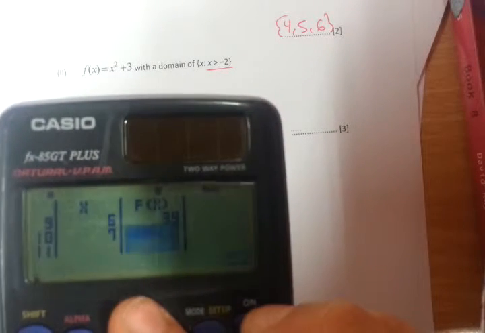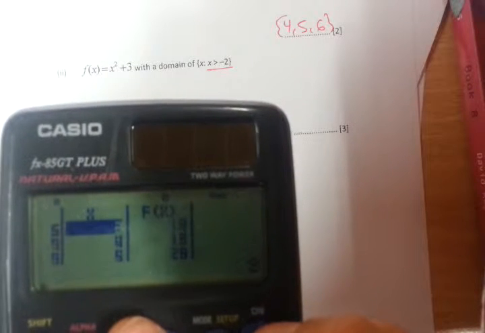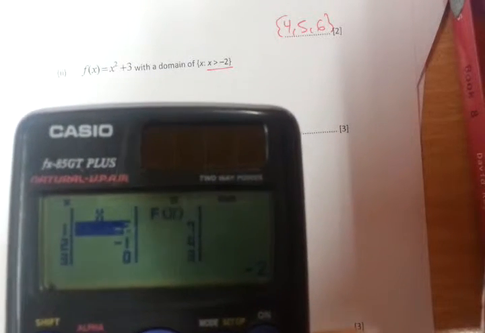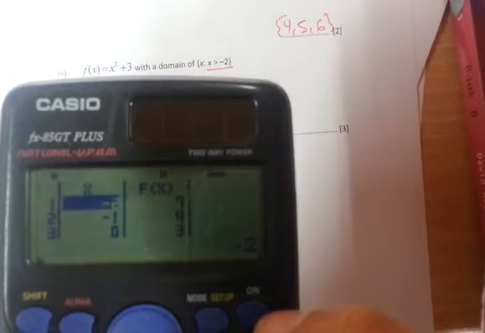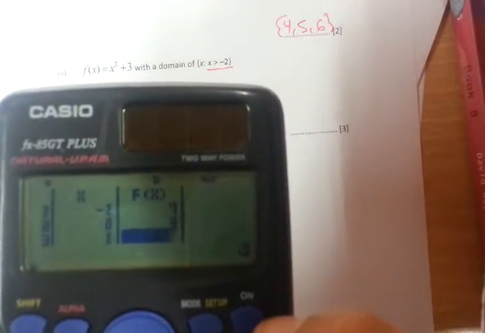Now, you don't want to write down all these numbers, because obviously x is greater than minus 2. It could be 2.4, it could be 1.3. This is just to give you an idea of what happens. But the range of outputs is actually 3 or more.